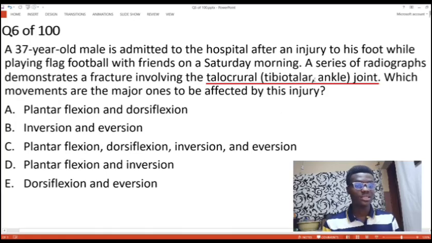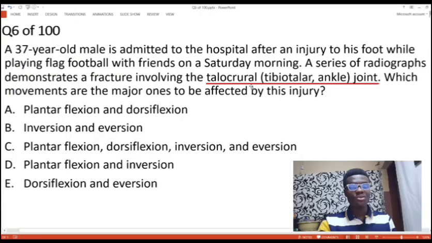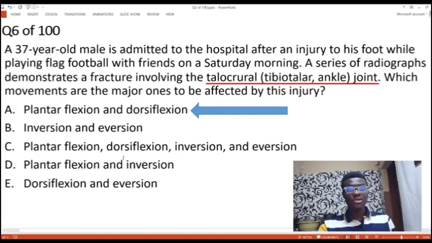So I've already underlined the most important thing in this question, which is fracture of the tibiotalar joint. Now, the major movements that occur at the tibiotalar joint are plantar flexion and dorsiflexion. Those are the two major movements that occur at the tibiotalar joint, and that is option A. So injury to the tibiotalar joint is definitely going to affect plantar flexion and dorsiflexion of the patient. So let's check the other options and say something on them.